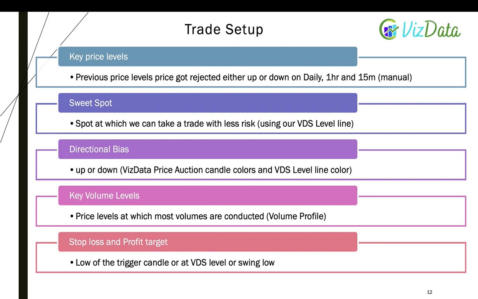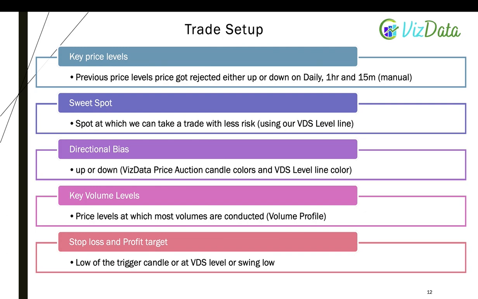The directional bias, okay? So the directional bias is, first set your bias, which direction you want to go for, right? So how do we do that? Whether it could be either up or down. It's based purely on our VizData Scalper. VDS stands for VizData Scalper. The VizData Scalper will always show you a level with green or red, which shows whether the market is up or down. So that can be used as a method for understanding the direction.